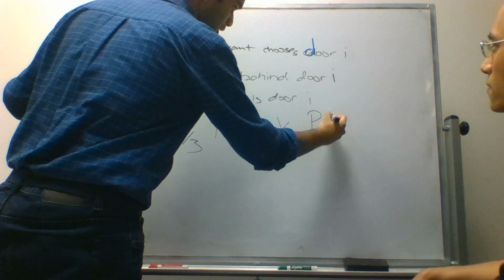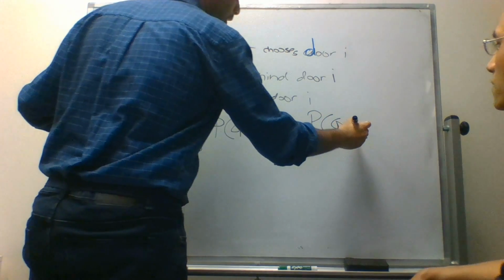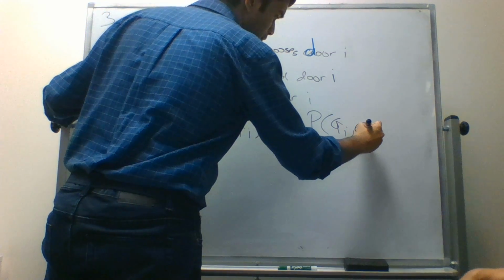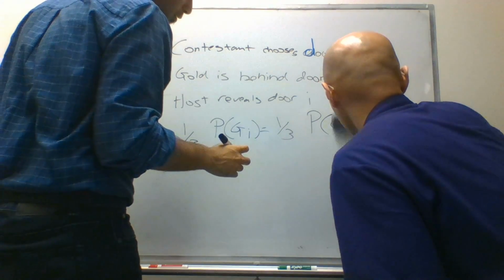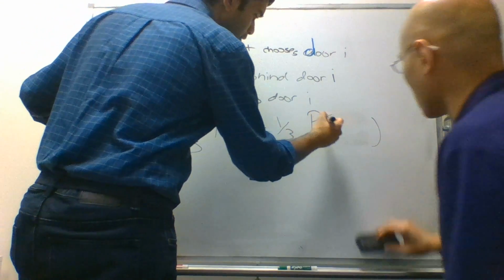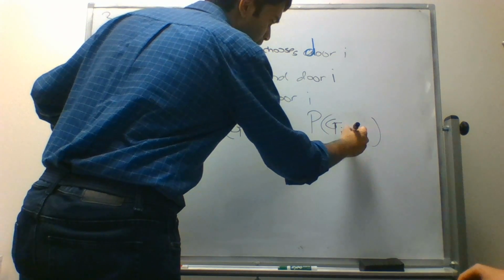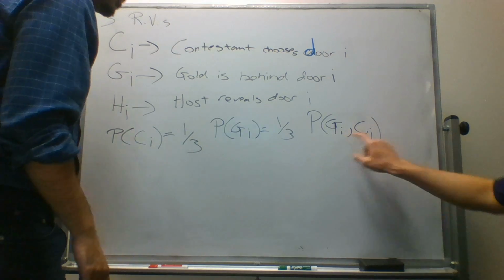And their joint probability. So probability of gold being behind door I and contestant choosing door I. Let's make sure that this is really clear. So it's the P of G I and P of C I. So this joint probability.